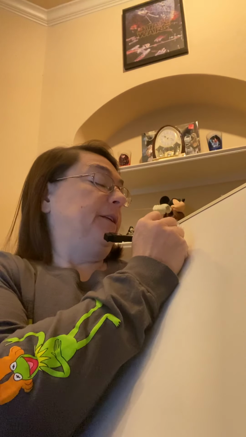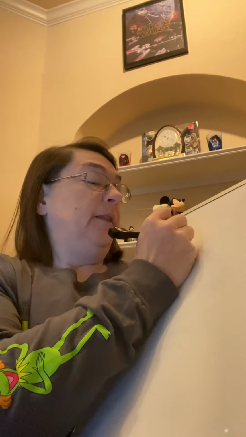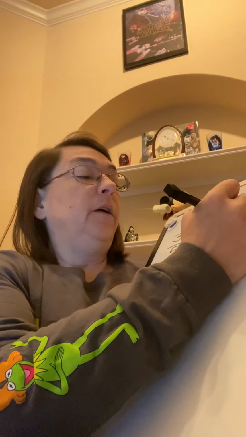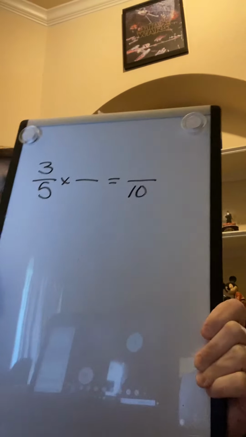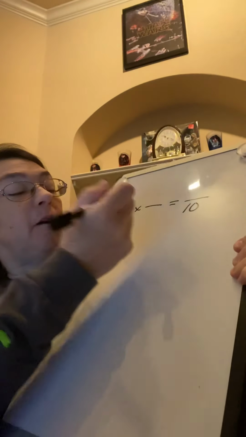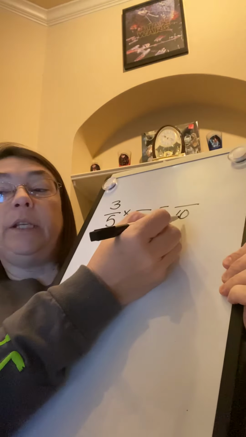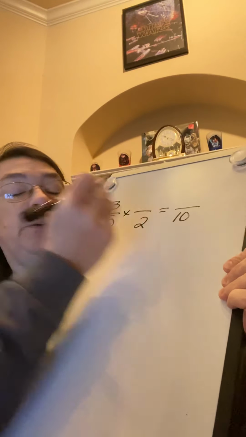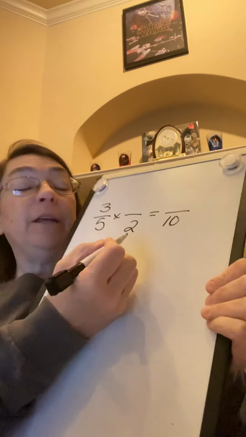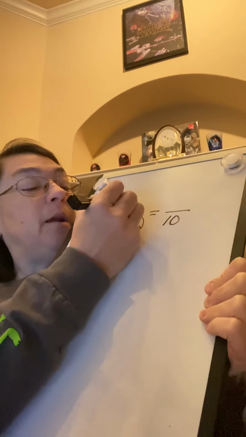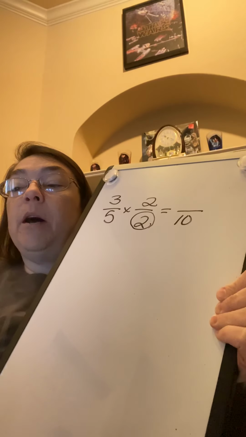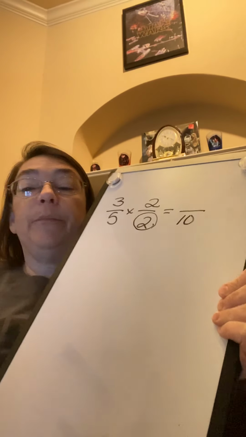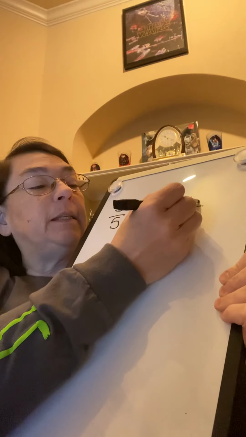Number 3 was 3/5 times, and then it gave you the denominator of 10. You had to figure out 5 times what number equals 10. That would be a 2. Some of you got lost from here. Whatever you do to the bottom, you must do to the top. So 3 times 2 is 6.